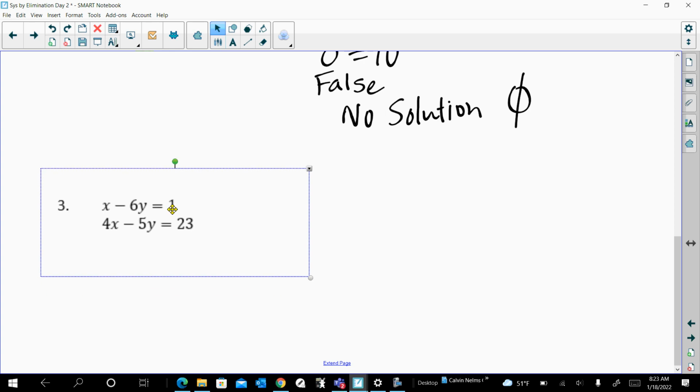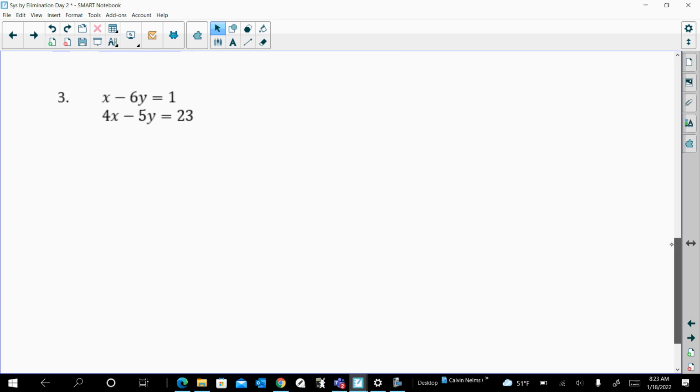I can move this over. All right, let's look at number 3. Are your terms, variables, and constant numbers lined up? Okay. Which term could we multiply to create an opposite? The top one. Which term? The x or the y?